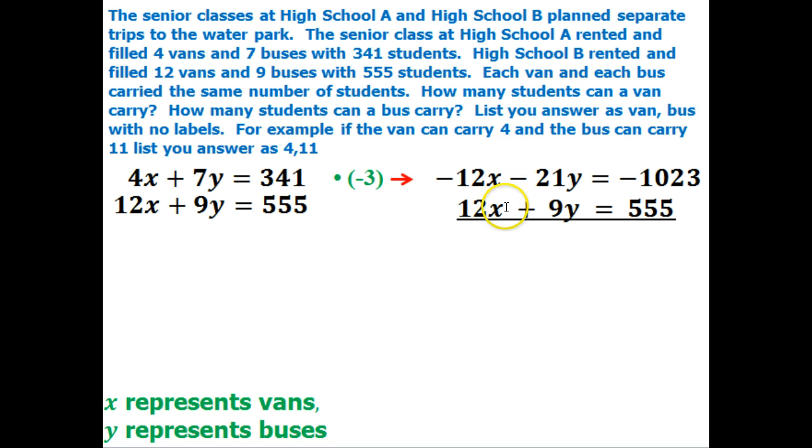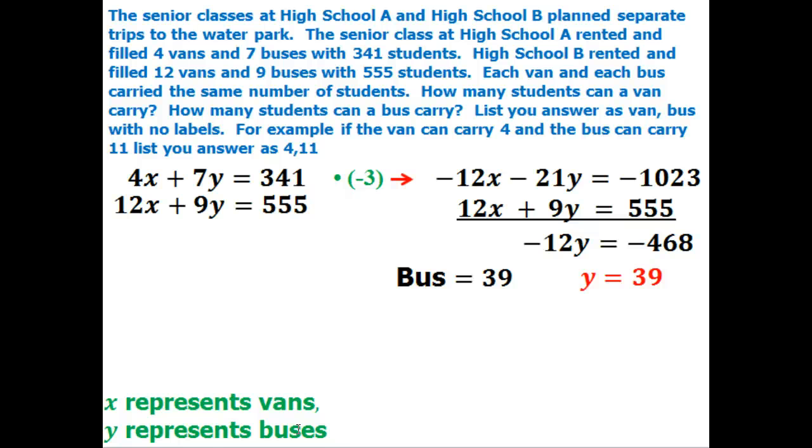If I do that, I'm just going to add these together. The x's cancel out. Negative 21 plus 9 would give me negative 12. And then negative 1023 plus 555 would be negative 468. So I've got negative 12y equals negative 468. I need to divide both sides by negative 12. If I do that, I find out that y equals 39, which is great, but we've got to understand what that means. y was our buses, and we're looking for how many it holds. So the capacity for the buses is 39 students.